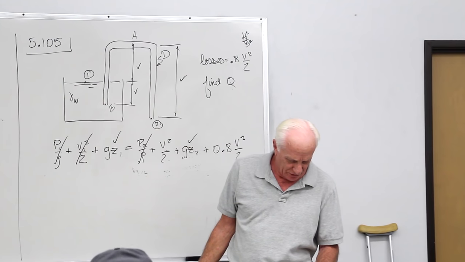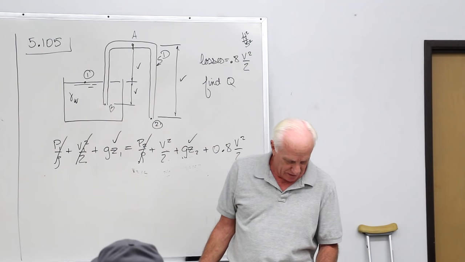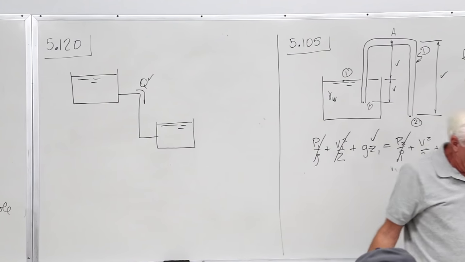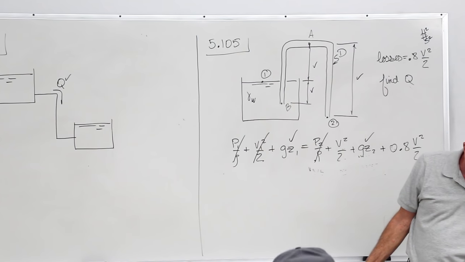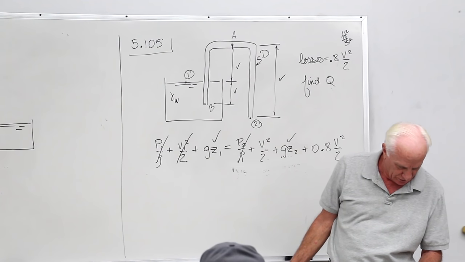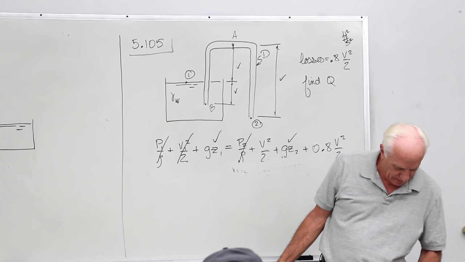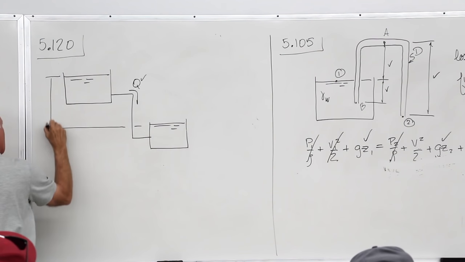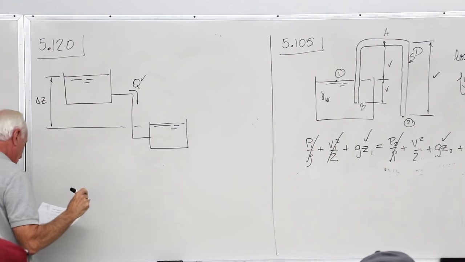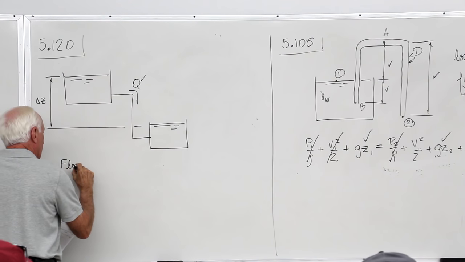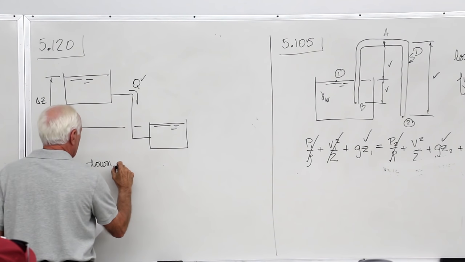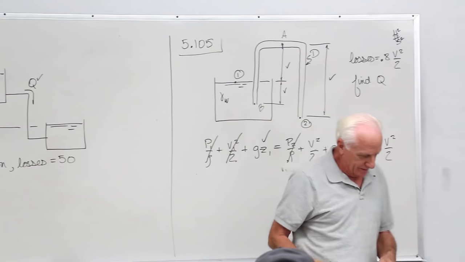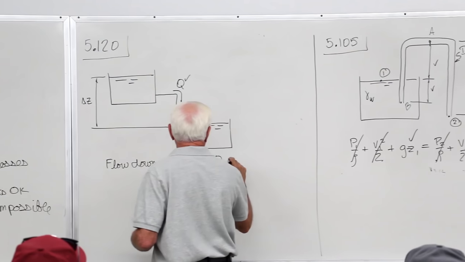Water flows by gravity from one lake to another lake at a steady rate of 80. Good, we know Q. What is the loss of available energy associated with this flow? And he gives us delta Z. Okay, flow down, losses equal 50, and this is in feet, so the losses are 50 feet of water.